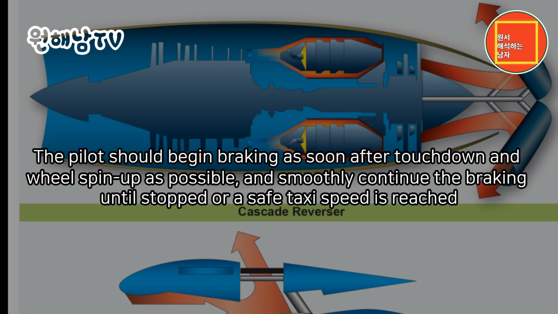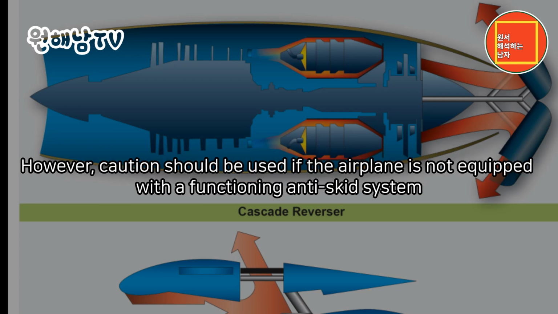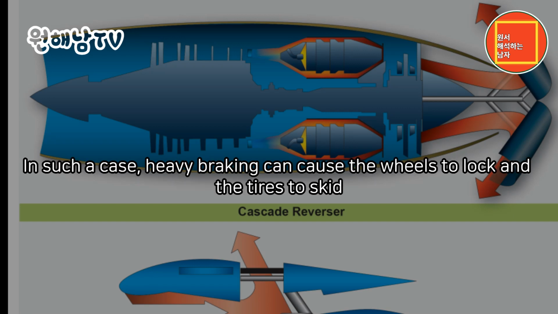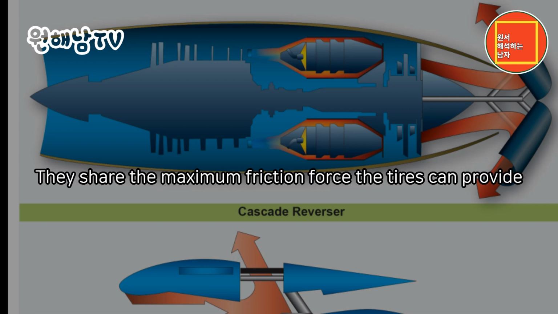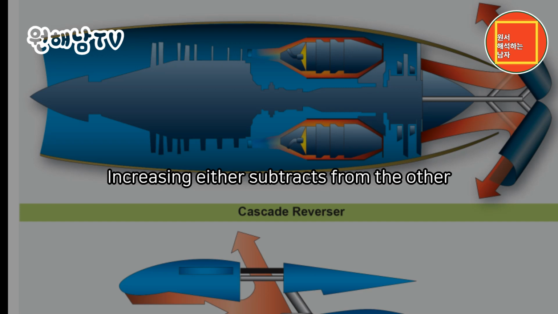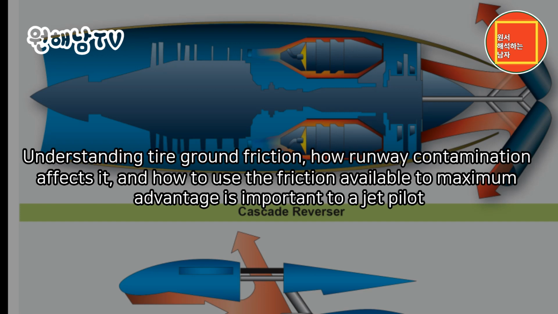The pilot should begin braking as soon after touchdown and wheel spin up as possible, and smoothly continue the braking until stopped or a safe taxi speed is reached. However, caution should be used if the airplane is not equipped with a functioning anti-skid system. In such a case, heavy braking can cause the wheels to lock and the tires to skid. Both directional control and braking utilize tire ground friction. They share the maximum friction force the tires can provide. Increasing either subtracts from the other. Understanding tire ground friction, how runway contamination affects it, and how to use the friction available to maximum advantage is important to a jet pilot.